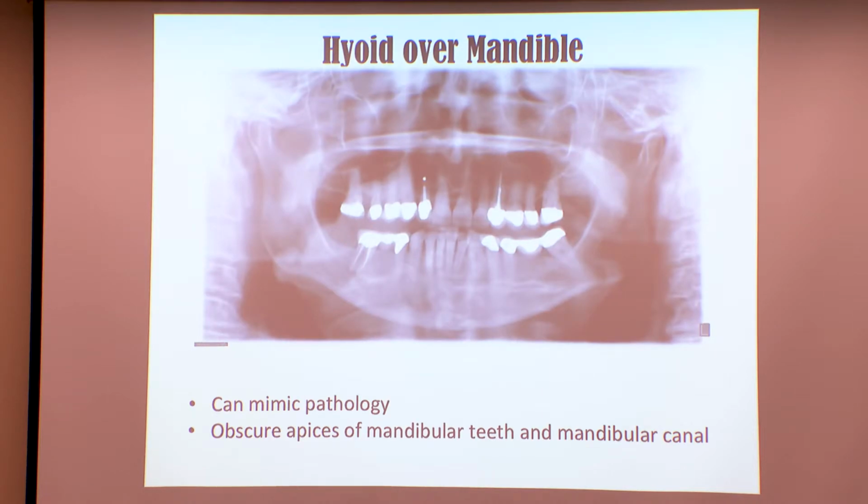Hyoid over the mandible. So this patient, I think, was moving or swallowing. You can see the hyoid right here. It can mimic pathology, and get in the way of the apices of the mandibular teeth here.